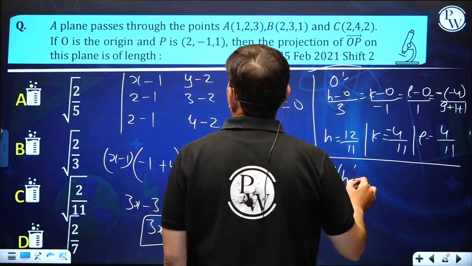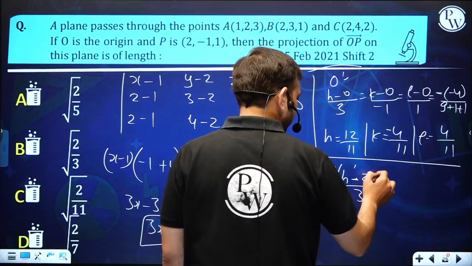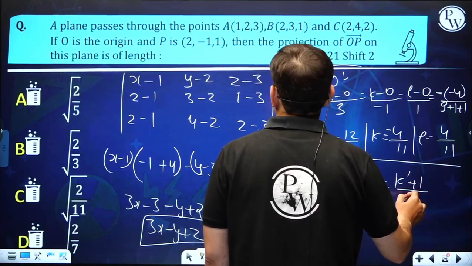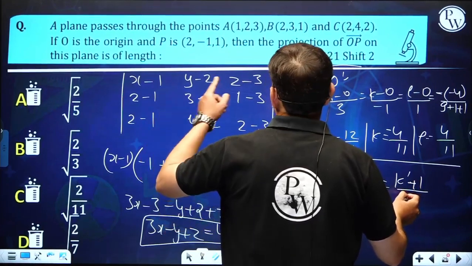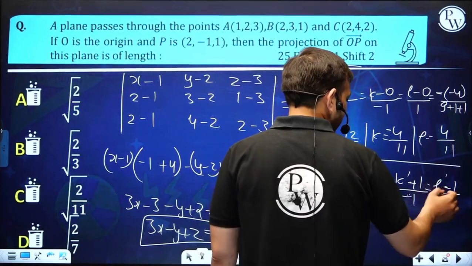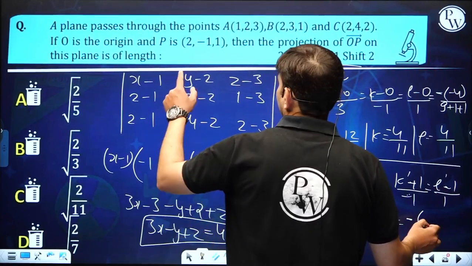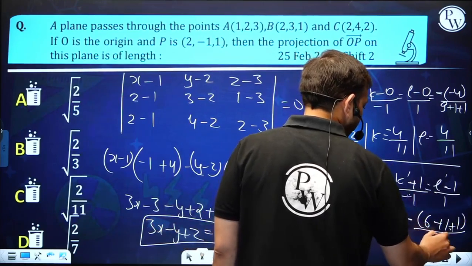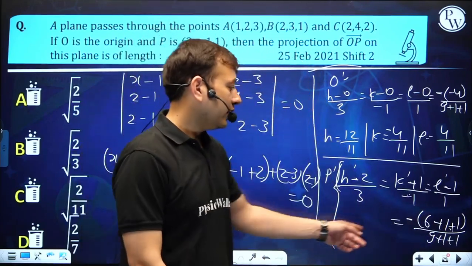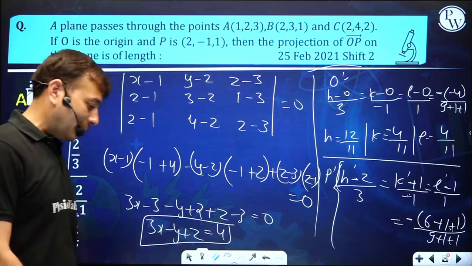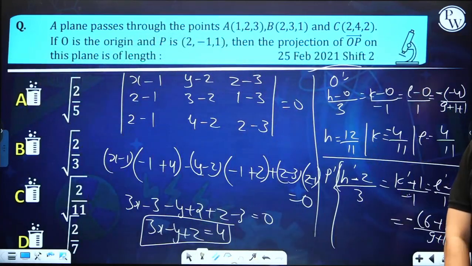h dash minus 2 by 3 is equals to k dash plus 1 by, where it is, the coefficient of plane, here, minus 1, and then L dash minus 1 by plus 1 is equals to, now substituting the point, minus 2 threes are 6 plus 1 minus, plus 1 divided by 9 plus 1 plus 1. So this will become 8 by 11. Now you can solve this and then find the distance formula. So in this way. So calculative. They will be little calculative, but will be on a simpler side always. But will be on a simpler side.